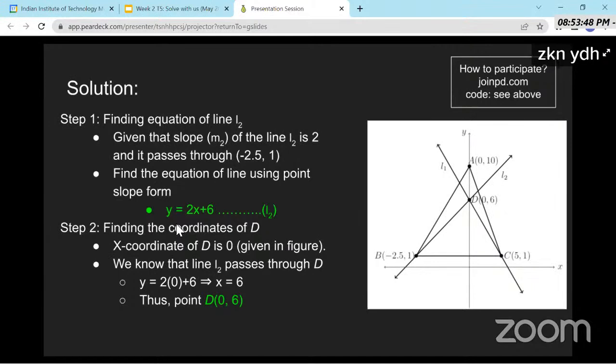Now we have to find the coordinates of D. So how can you do it? As I was giving you a hint in the very beginning, this D lies on the y-axis, that means what is the x coordinate?